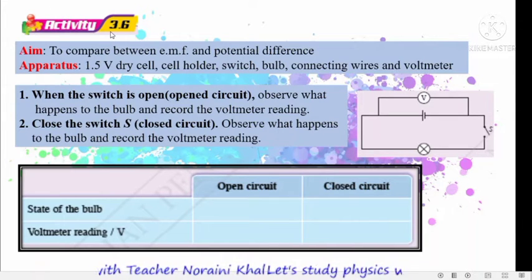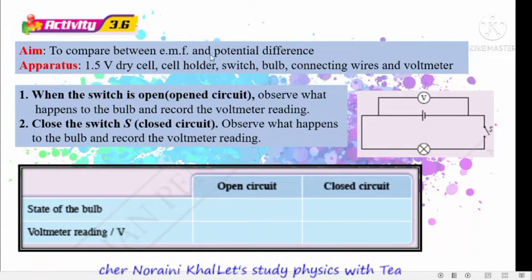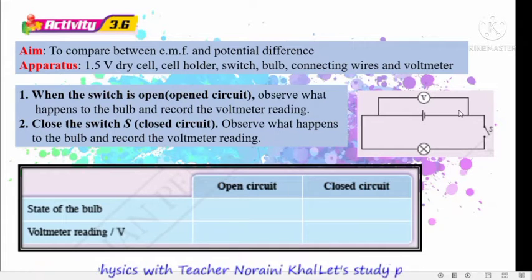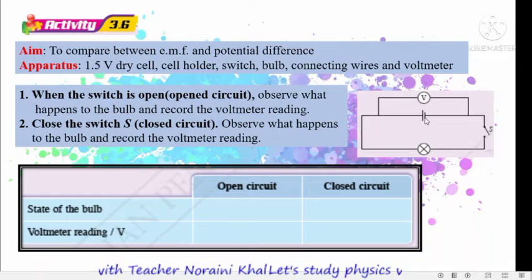Let's refer to activity 3.6. Aim: to compare between EMF and potential difference. Apparatus required: 1.5 volt dry cell, cell holder, switch, bulb, connecting wires, and voltmeter. You can look at this arrangement of apparatus. So we have a bulb, a dry cell, a switch, and a voltmeter connected parallel or across the battery.